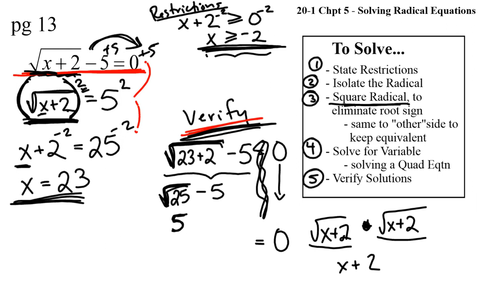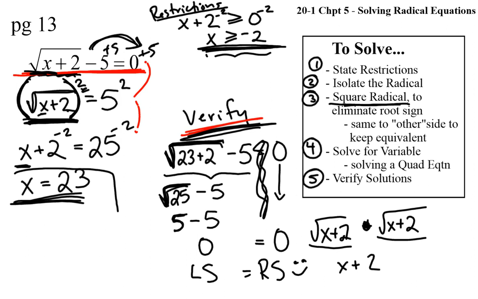This root sign was there. I don't need to worry about positive, negative 5 because the root sign was there. So we have 5 minus 5. That equals 0. Well, look at that. Left side equals right side. That puts a smile on my face because x is equal to 23. So that's a pretty straightforward one.